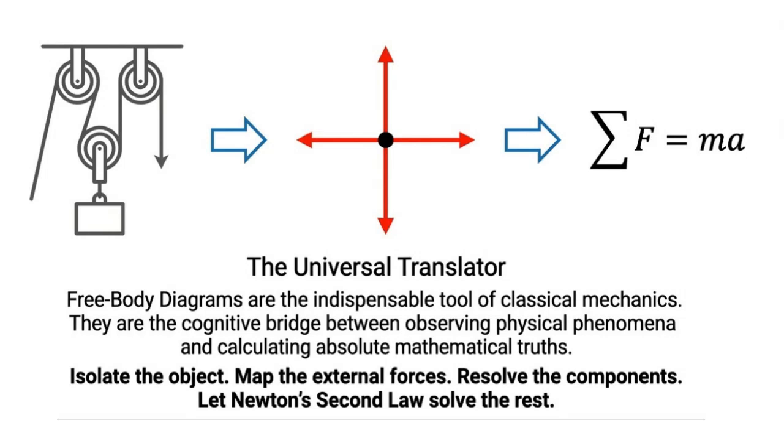To summarize, free body diagrams are essential for understanding classical mechanics because they help us translate real-world physical situations into clear mathematical expressions. By isolating the object and identifying all the forces acting on it, then breaking these forces into their components, we create a roadmap to apply Newton's second law with confidence. This process bridges the gap between what we observe and the precise calculations that describe how objects will move. It's a straightforward method that reduces complexity and lets the physics guide us to the solution.